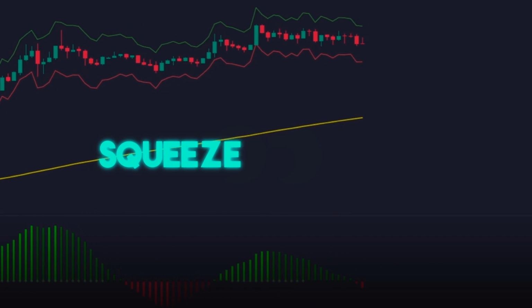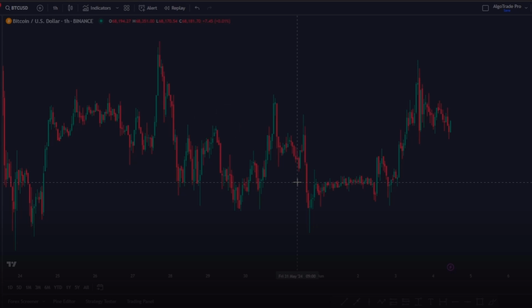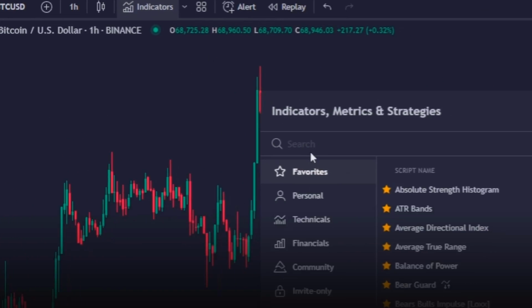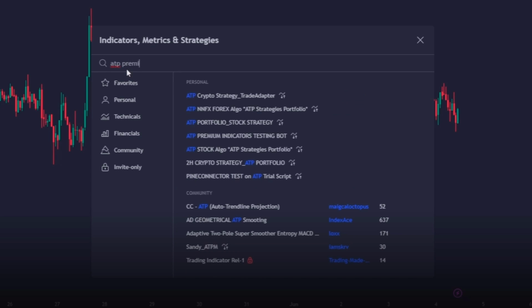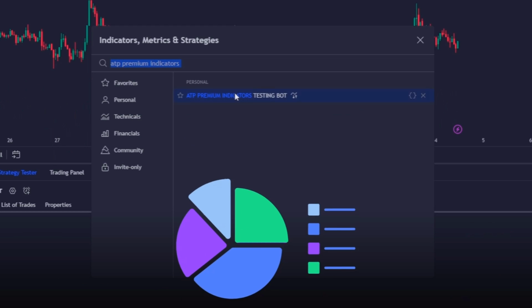Let's now see how the squeeze momentum indicator performs. As usual, I will use my indicators testing bot to perform the backtests in a simple, quick and efficient way. To do this, I just need to go to the indicators tab again, search for ATP Premium Indicators Testing Bot and add it to my charts.